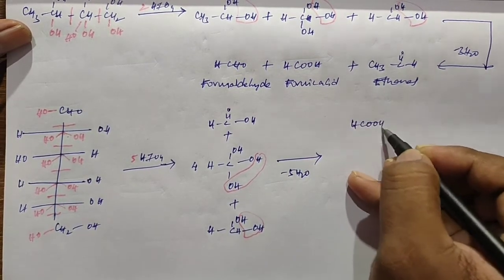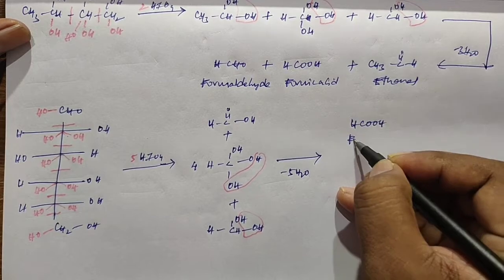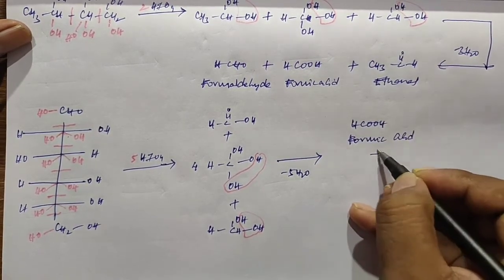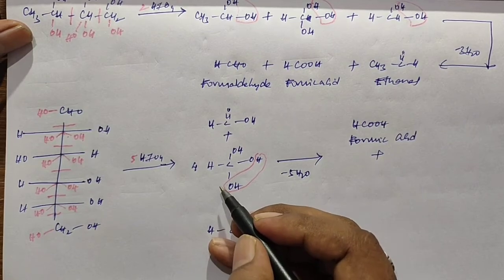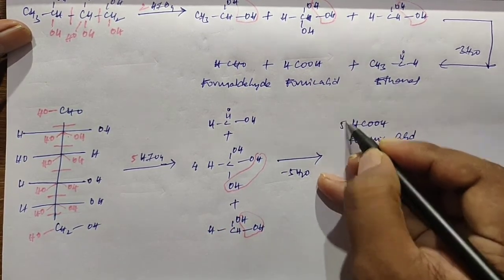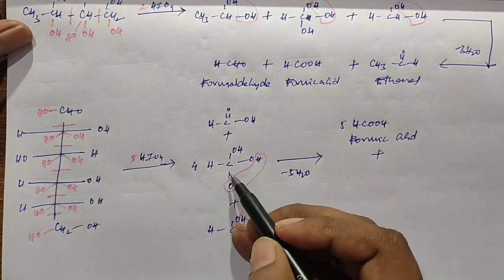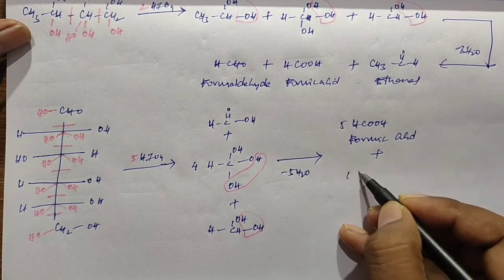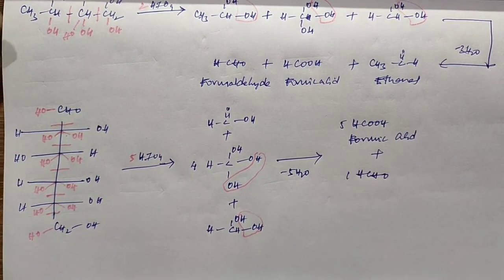After losing 5 water molecules, we got the products like this. First one HCOOH, formic acid. Second one, these can also form 4 moles of formic acid. So totally we got 5 moles. Here 1 mole, here 4 moles. Totally we got 5 moles of formic acid and 1 mole of formaldehyde.